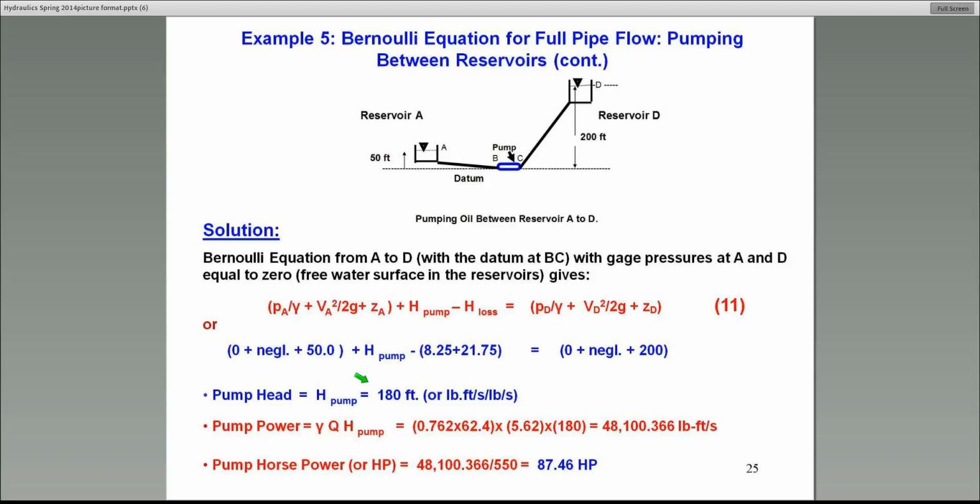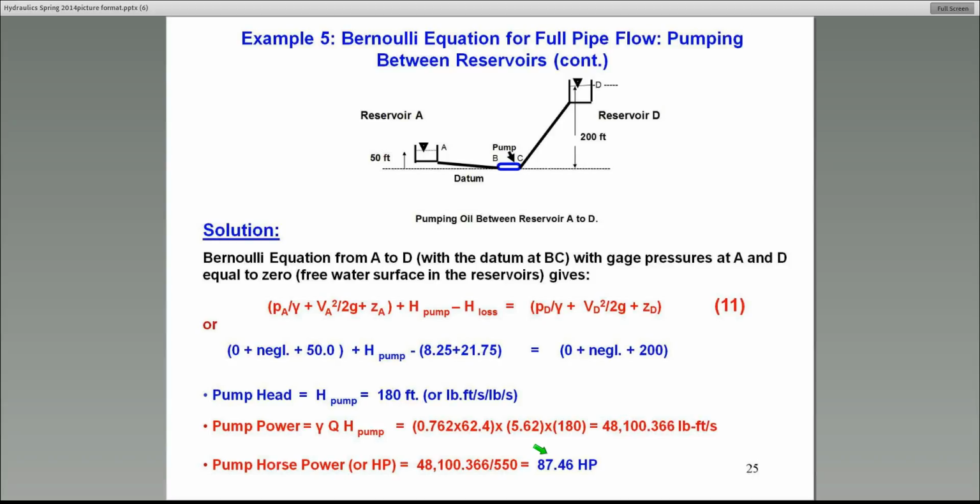In order to convert that to horsepower, by the way, this is an oil. Here's the computation. Gamma of oil is specific gravity times 62.4, times Q times H. There's your power that is needed in order to make this fluid delivered from A to D. In terms of horsepower, it's 87.46.